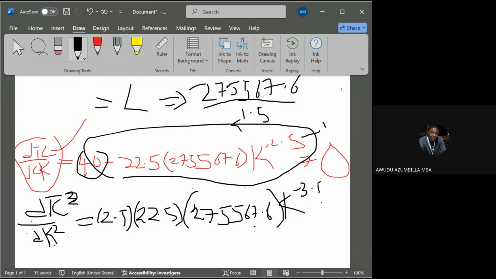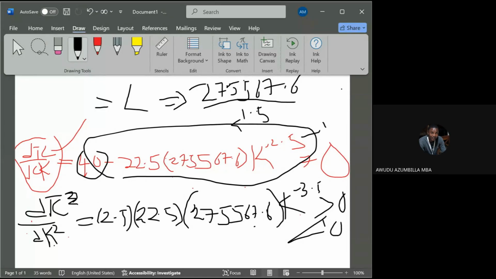And we are going to see whether this is greater than 0. If it is greater than 0, then we are talking about minimum. But if it is less than 0, we are talking about maximum. Okay. Now, how do we confirm whether it is greater than 0 or less than 0? We know the value of K, right? So we are going to substitute the value of K there.